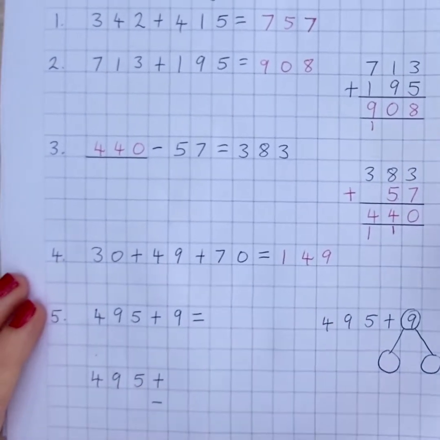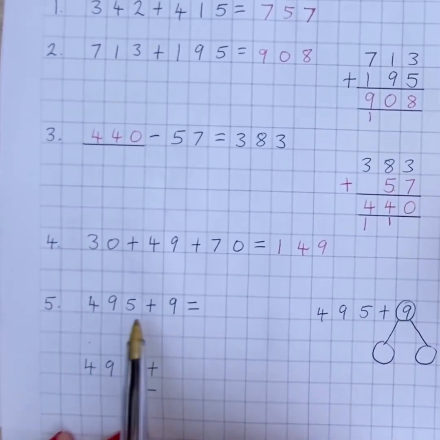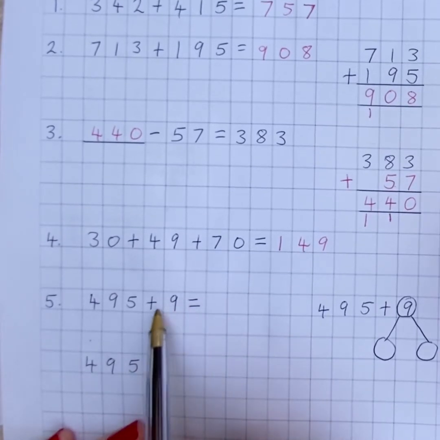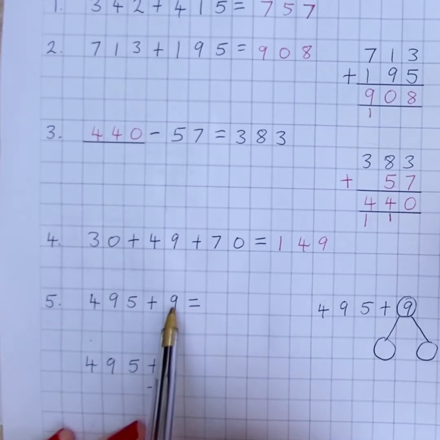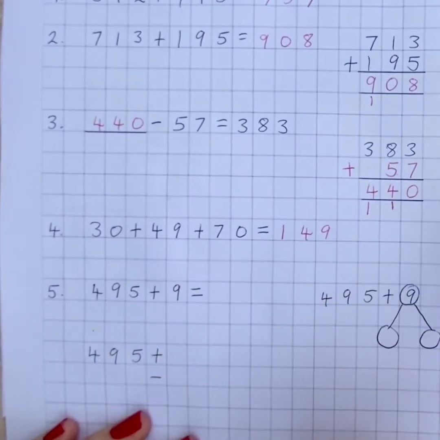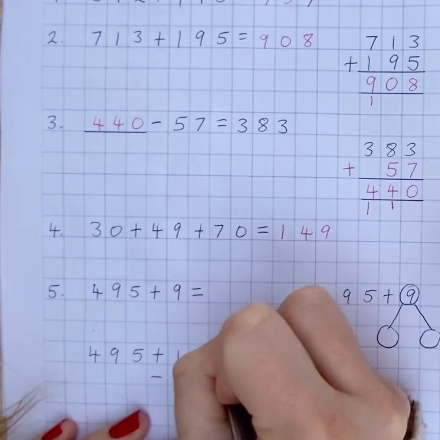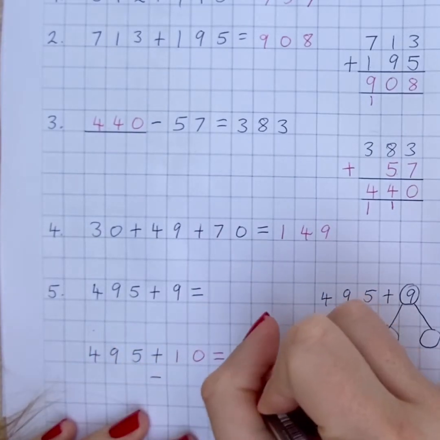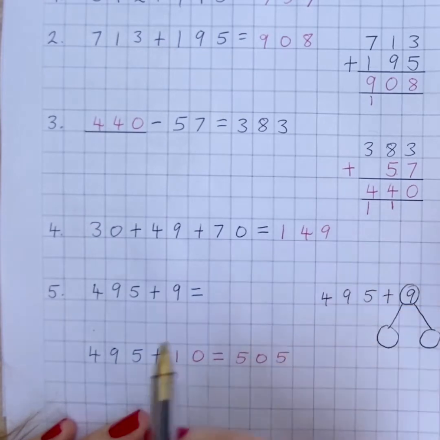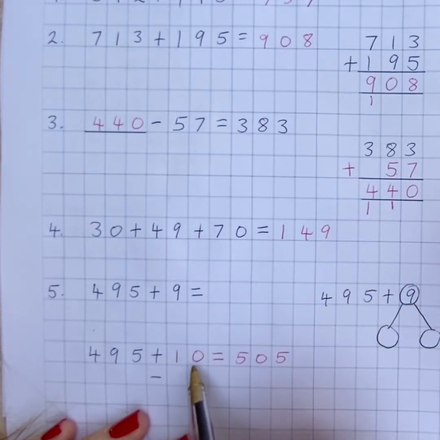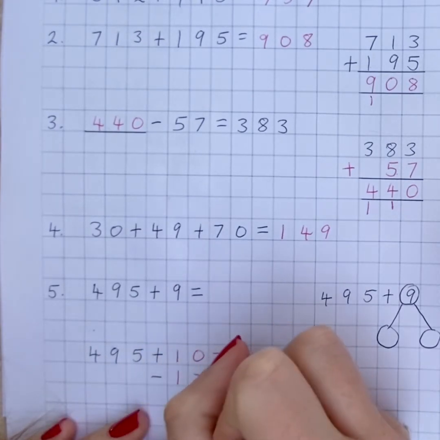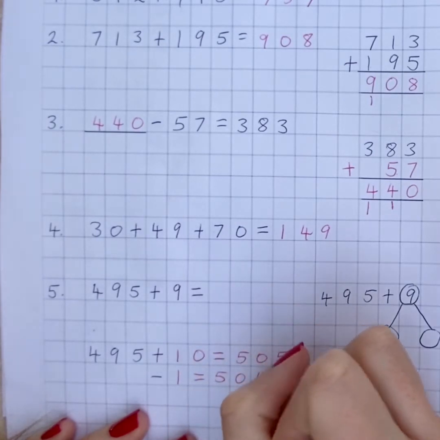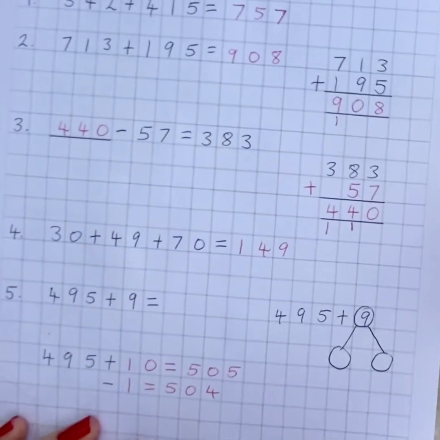The next question, 495 add 9. So I'm going to show you two ways here. Firstly, compensating. So instead of 495 add 9, I'm going to round 9 up and do 495 add 10, which equals 505. But then I need to remember that I rounded it up to 10 and I need to take away 1 because it was actually only added 9. So 505 minus 1 equals 504.